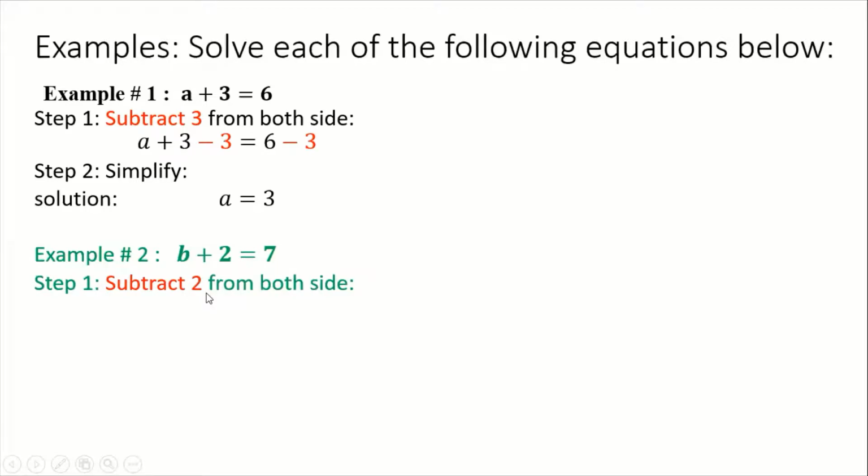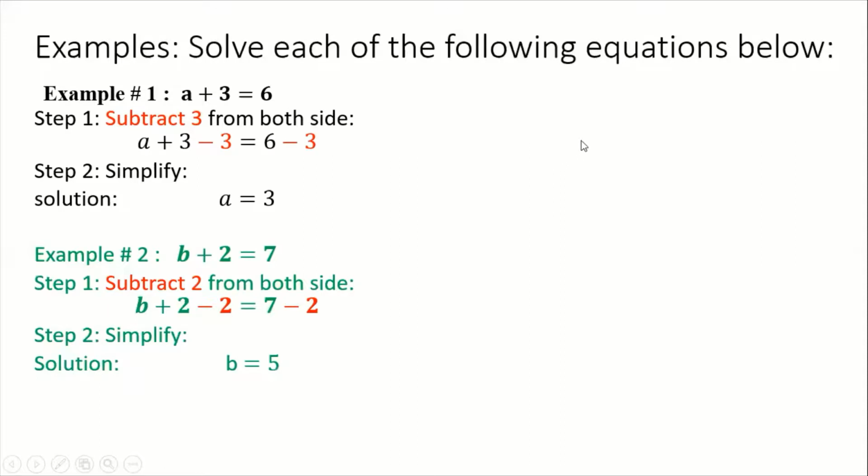How would you state this in your book? You would state this as b plus 2 minus 2 equals 7 minus 2. At this stage, what are you going to do? You're going to simplify. When you simplify, that will give you your solution of b equals 5. As you can see here, 2 minus 2 is 0, and 0 plus this b will give us b, and 7 minus 2 will give us 5. And you can test it. If b is 5, if we replace this b in our original problem with 5, 5 plus 2 will give us 7. So therefore, our solution is correct.